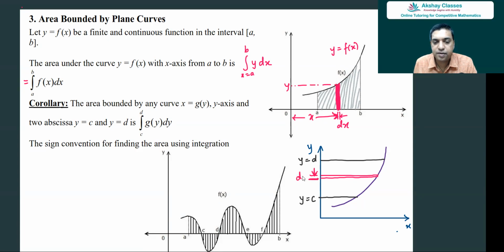So this is dy. Okay. So this particular area, this coordinate is y, corresponding coordinate is x. So this length is x. So it is x dy. So integral x dy, y varying from c to d.